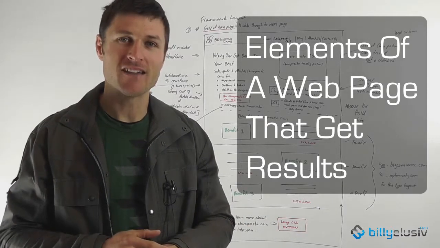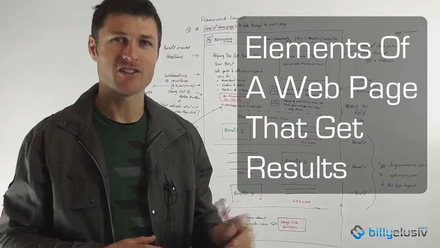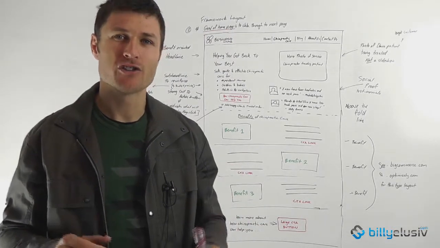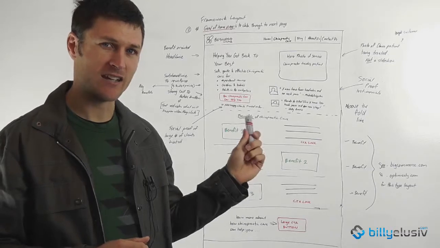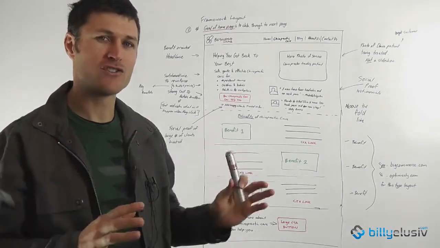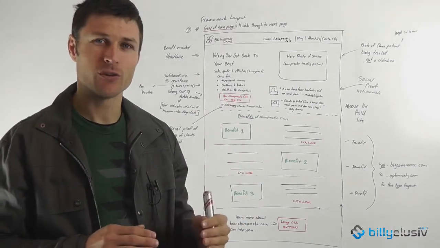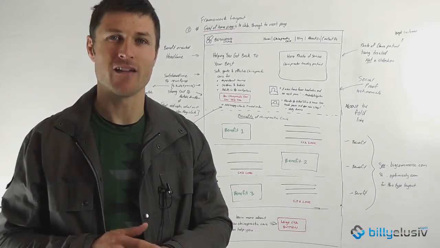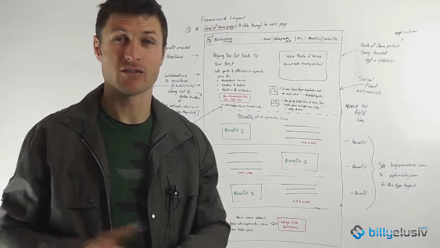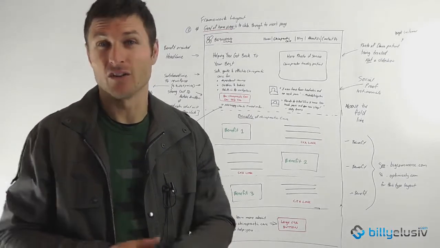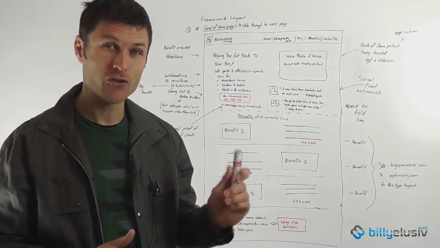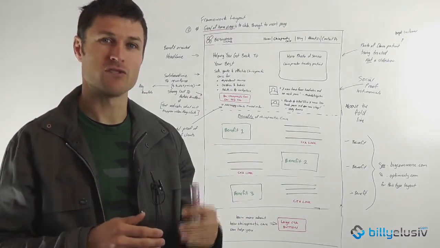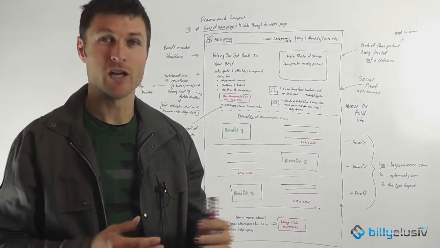I'm Billy Elusive and I am currently working with a client to really improve the results that they're getting on their homepage. So I have put up here a homepage design, and I thought I would share it with you because there are key elements there that every website should have if you want to be getting the results that you expect of your website. Okay, so I'll show you this design, the key elements that are there, and talk you through the reasons why we have those elements where we do.